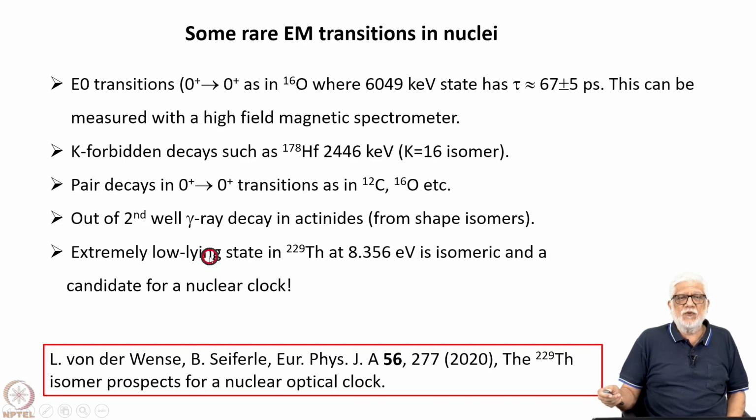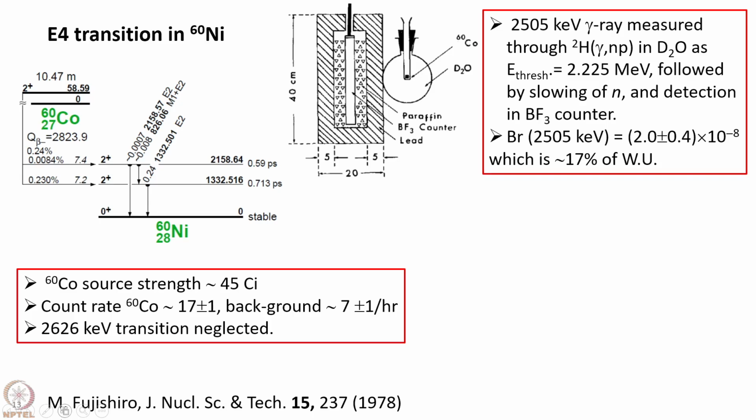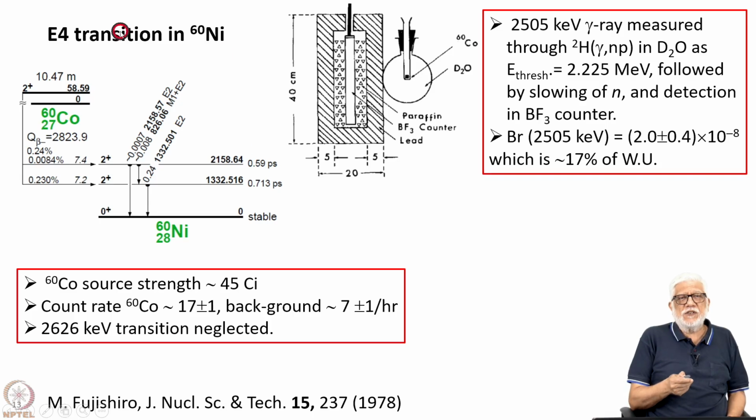So this is a candidate for this, and a lot of work has been going on in this area, looking at this 229 thorium. In principle, since there is only 8 electron volts, we could excite this state using very strong laser beams as well, and that is how probably ultimately we might make a nuclear clock. Okay, now I will come to this E4 transition in 60 nickel.